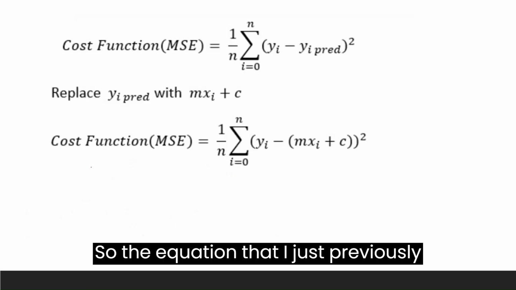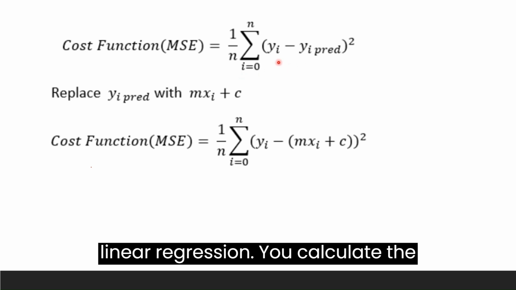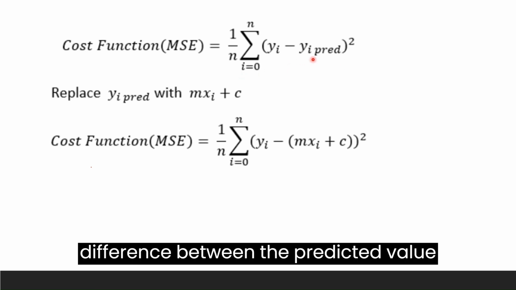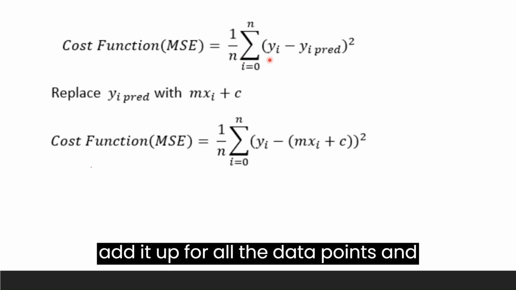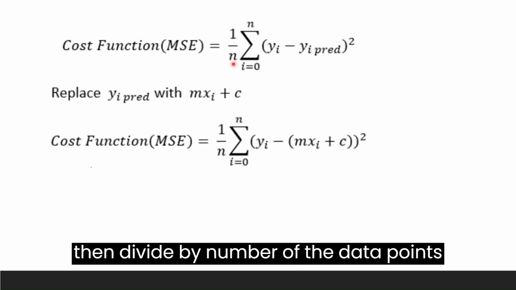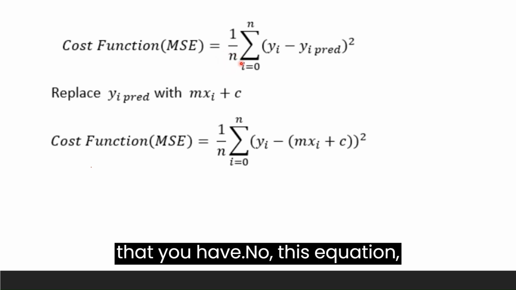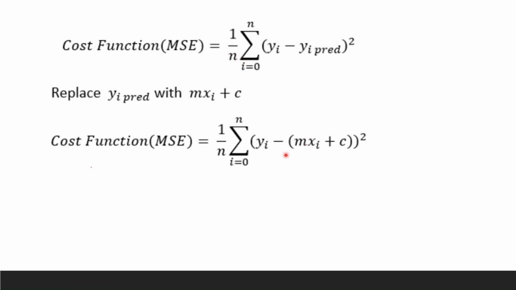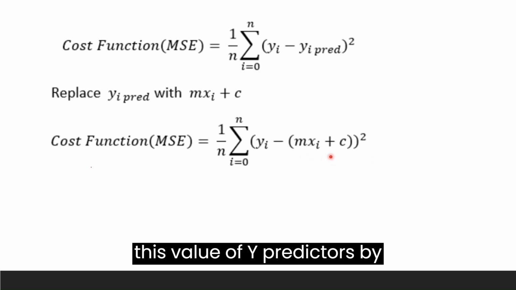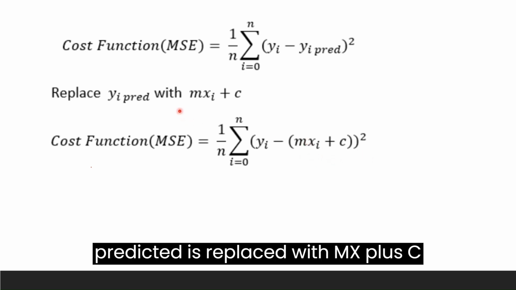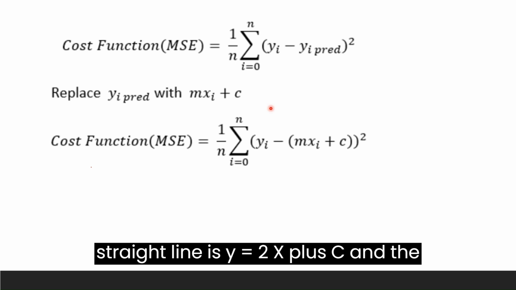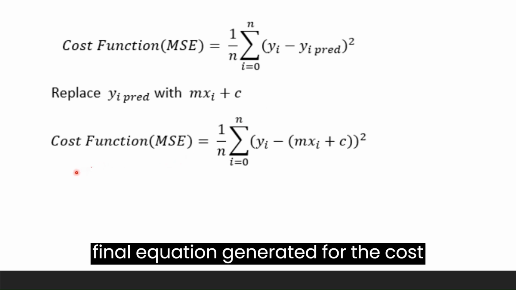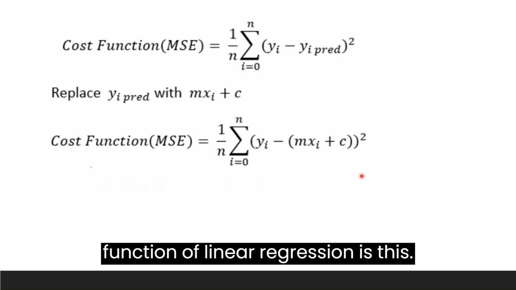So the equation that I just previously explained is the cost function for the linear regression. You calculate the difference between the predicted value and the actual value, square them up, add it up for all the data points, and then divide by the number of data points that you have. Now in this equation, the value of y predicted is replaced with mx plus c, because we know the equation for a straight line is y equals mx plus c, and the final equation generated for the cost function of linear regression is this.